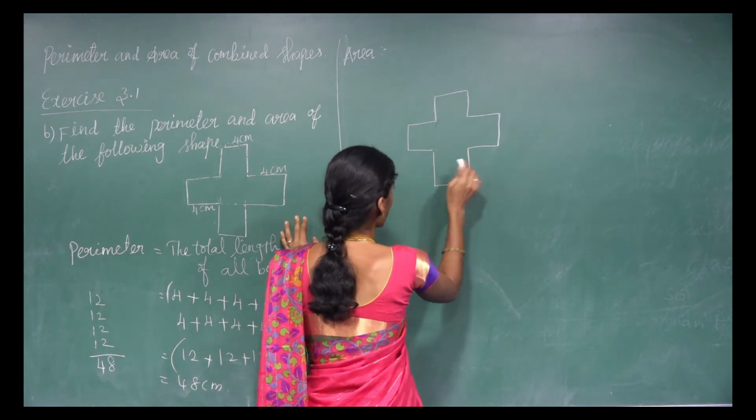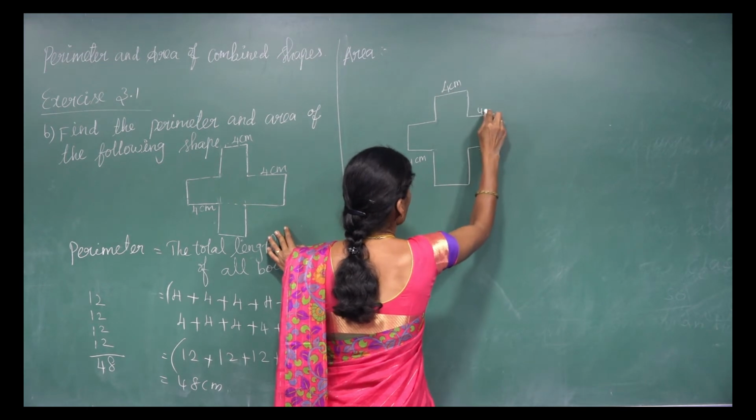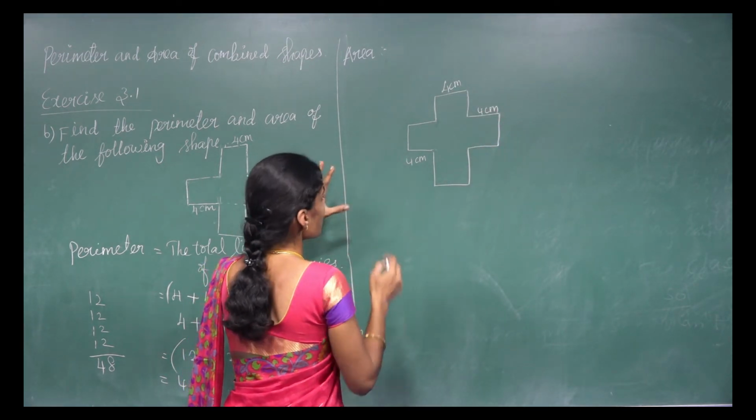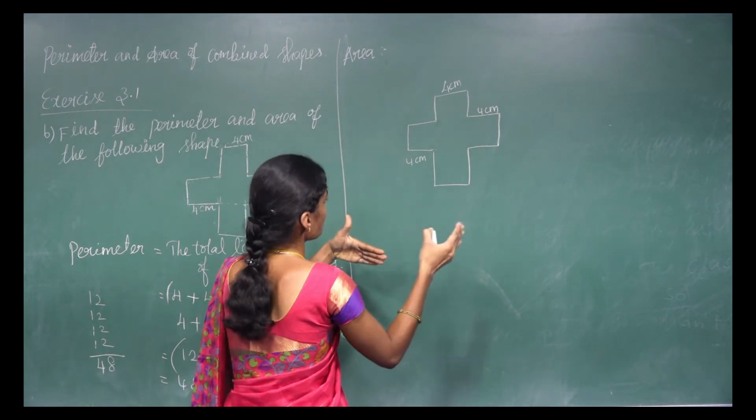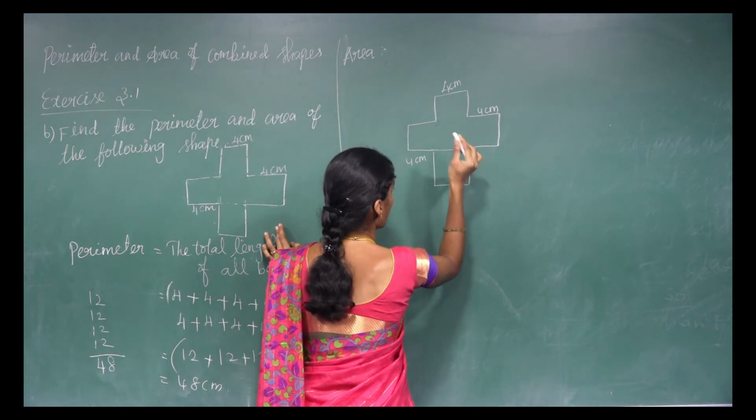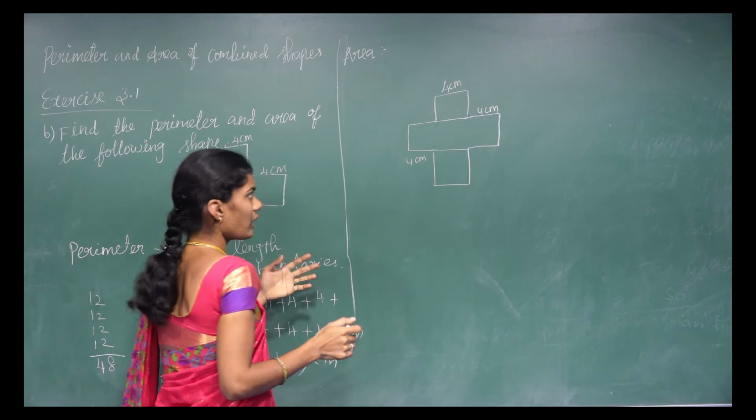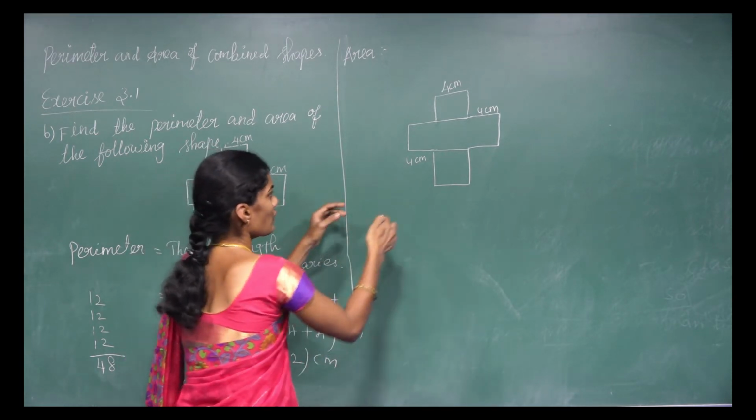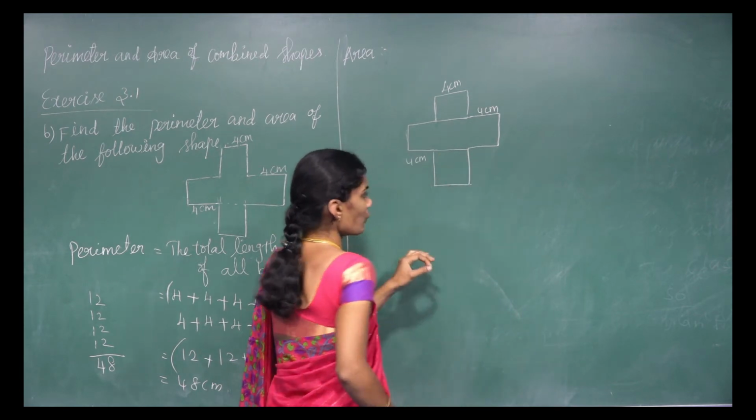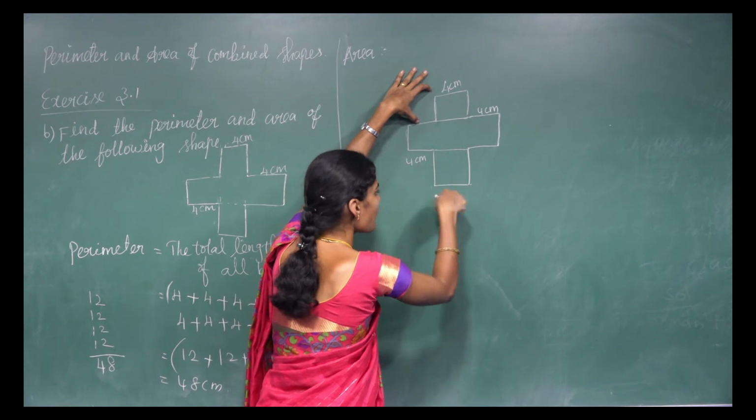This is the actual figure. Here 4 centimeter, here 4 centimeter, here also 4 centimeter. To calculate the area, first we form closed shapes. Shall we form them? Draw one line here, and one line here. Now we have closed shapes: here one square, here one square, and here one rectangle. So we want to find the areas of these three shapes.